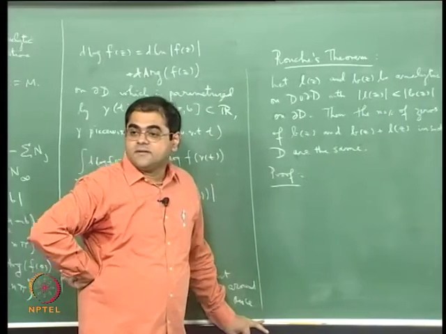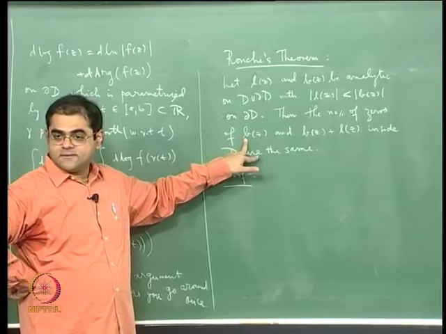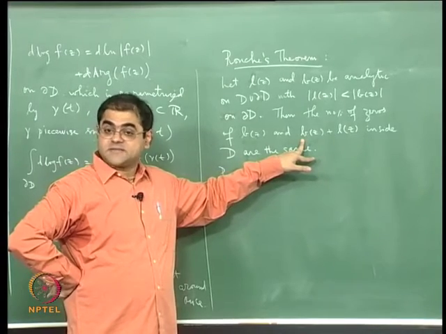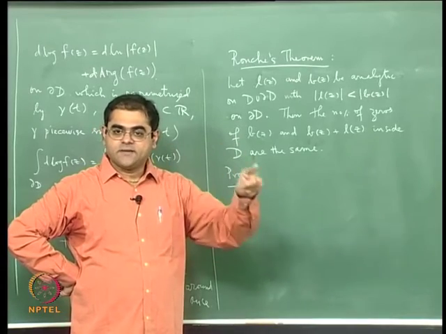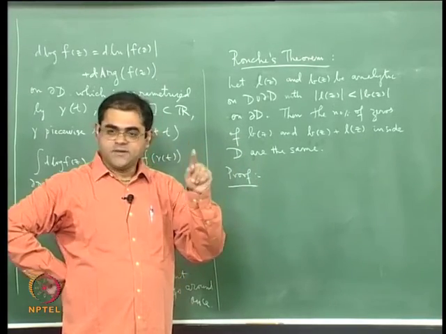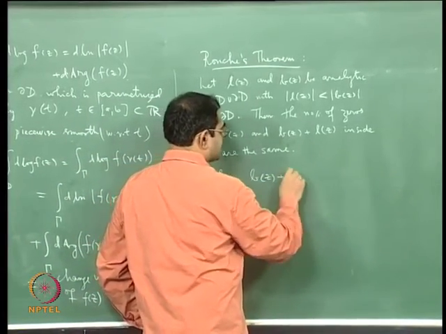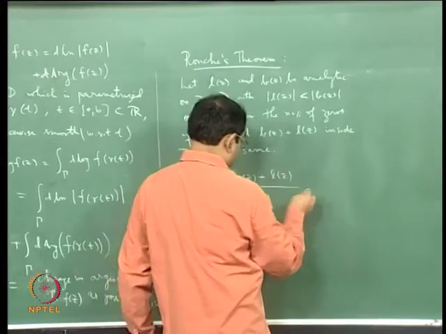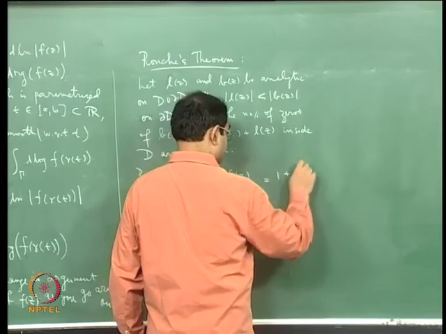So all I have to show is that the change in the argument of this and the change in the argument of that over this boundary is the same. In other words, I have to show that the change in the argument of B of z and the change in the argument of B of z plus L of z are the same as z traverses along the boundary. So that leads you to look at this function: B of z plus L of z by B of z. You will see that this is 1 plus L of z by B of z.